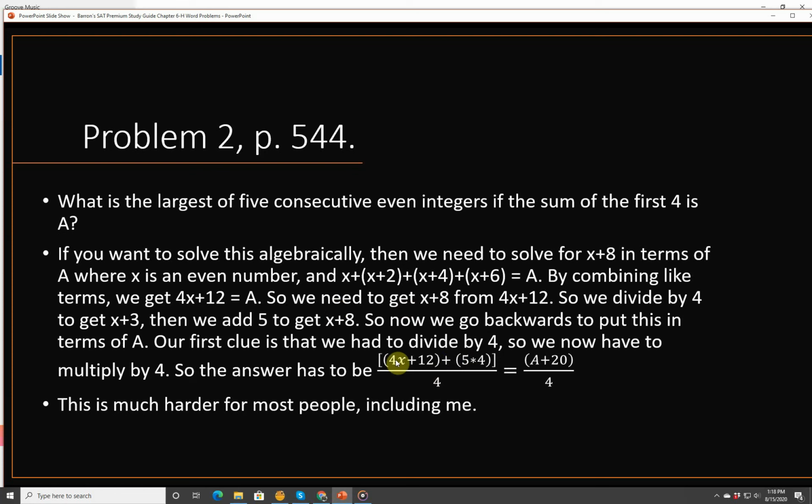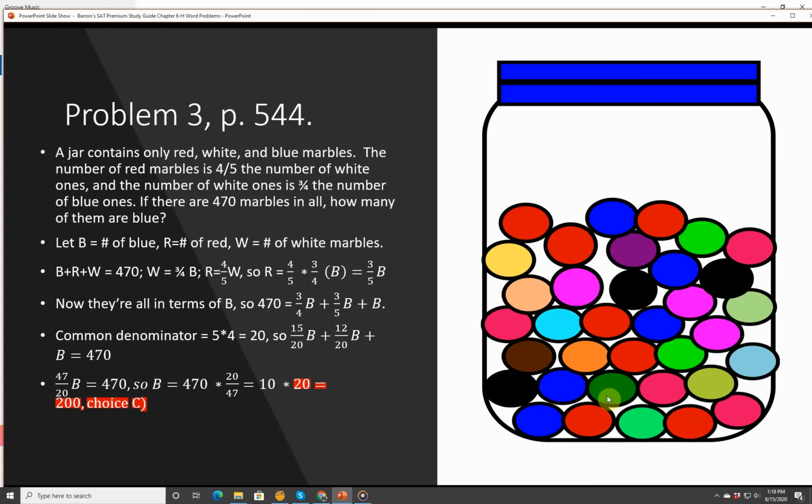So it's going to be A plus 20, because 4x plus 12 is A over 4. This is much harder for most people, including me, so I suggest you use the first method on the SAT rather than this one, even though the second method would show that you actually understand it.